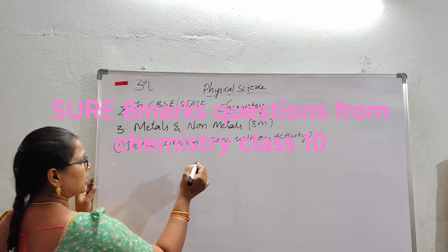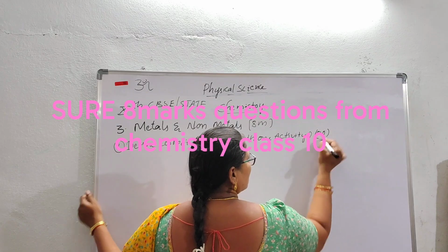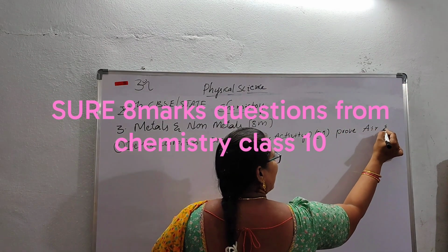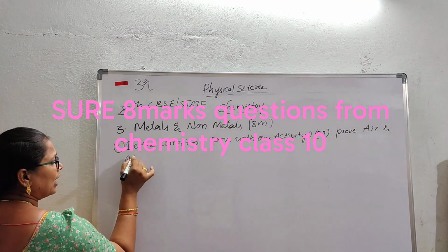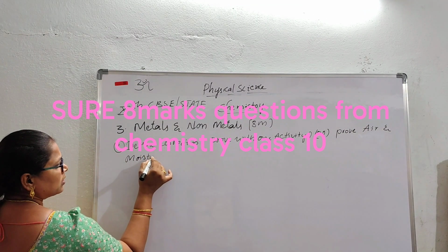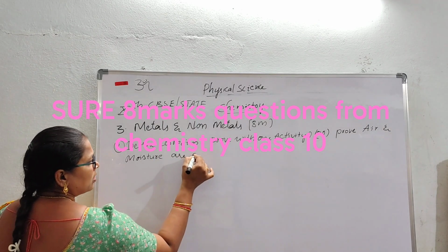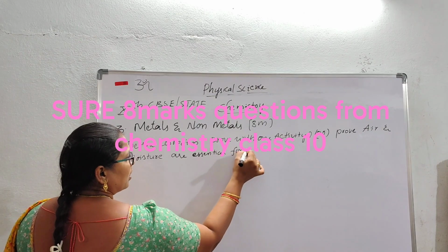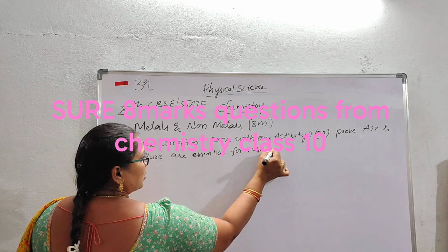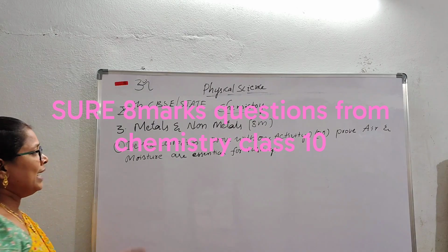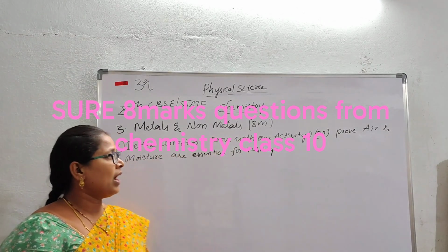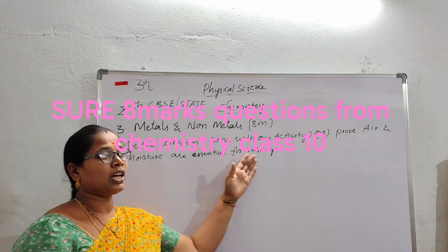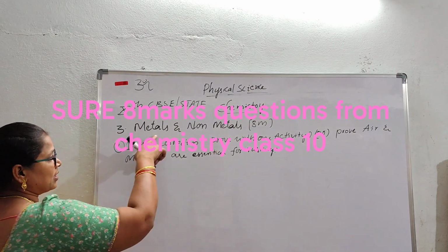How will they ask this question? They may ask: prove air and moisture are essential for rusting. So like this also they will ask the question: define corrosion and prove with one activity, or prove air and moisture are essential for rusting or corrosion. Sure 8-mark question from metals and non-metals.